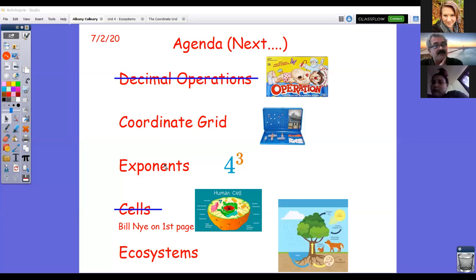General topics that will probably help you, hopefully, on your high school equivalency. We did a little bit on coordinate grid last week. I don't know how much of it you remember, but let's start with there.